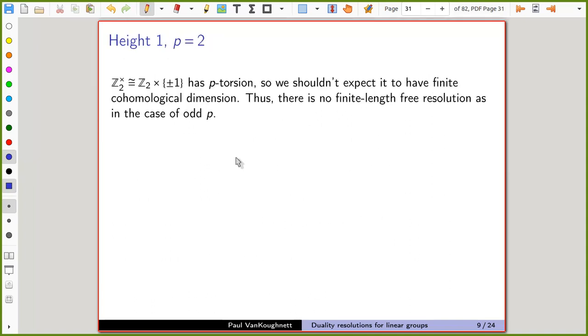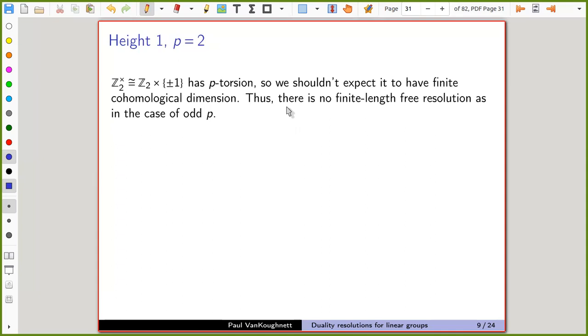So let's think about p equals 2 now. So this is a little bit more interesting because Z_2 cross has 2-torsion in it. So -1 is a 2-torsion element of Z_2 cross. So we shouldn't expect it to have finite cohomological dimension. In fact, we know that C_2, the cyclic group of order 2, has infinite cohomological dimension. And we can just define a Z_2 cross module by having the Z_2 cross action on it factor through this cyclic group of order 2.